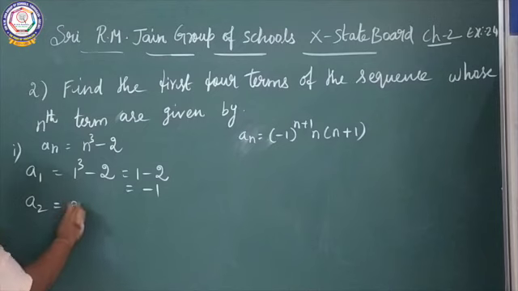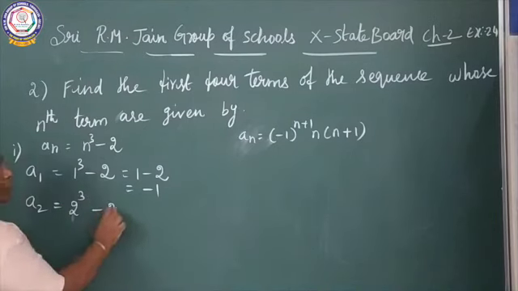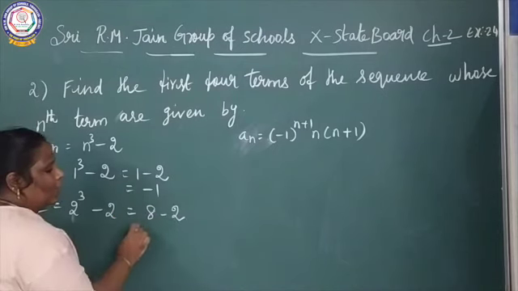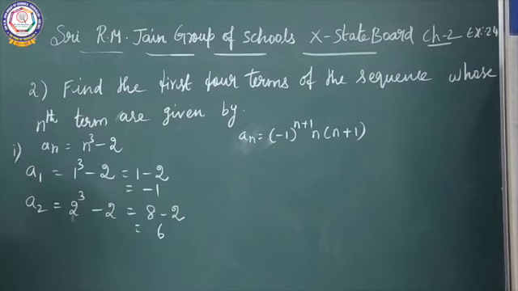In the place of n you can replace by 2. 2 cube minus 2. It gives 2 cube value is what? 8 minus 2. It gives 6.